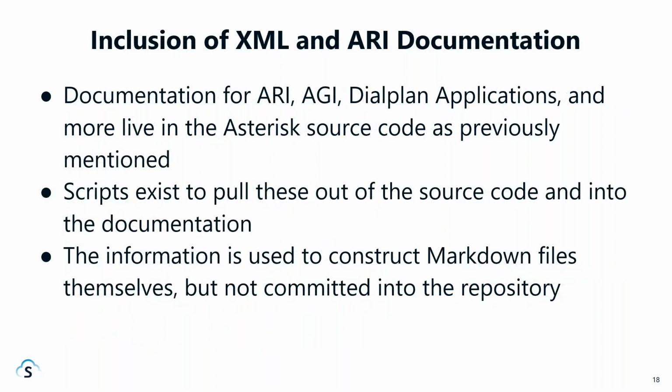These also include the previously mentioned XML documentation, as well as ARI documentation. So we have a script, which is also in the repo, which pulls these out of the Asterisk source code and turns them into documentation. This is then used to construct markdown files themselves. However, we don't commit these into the repository. So if you go to the documentation repository, you're not going to see them. They're done separately, and that's primarily so that each night we're not committing huge swaths of generated files. We just create them and upload them as part of the process that builds the site.